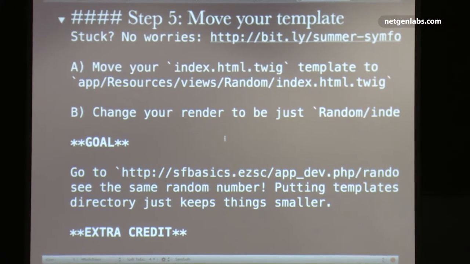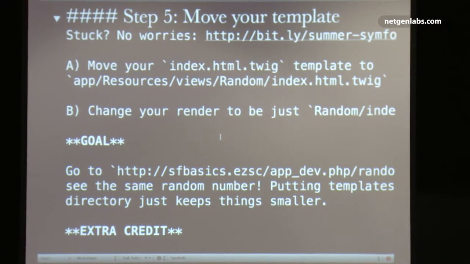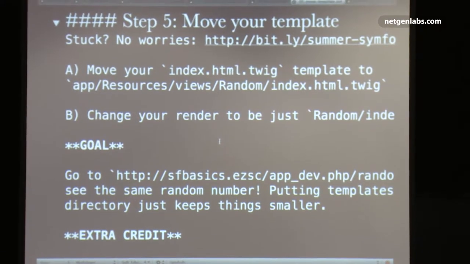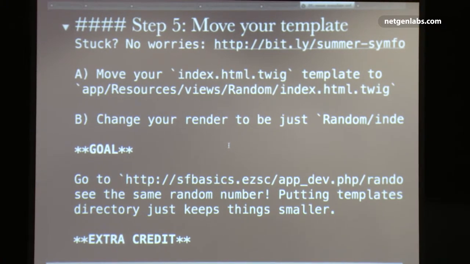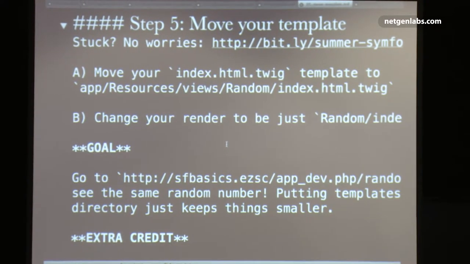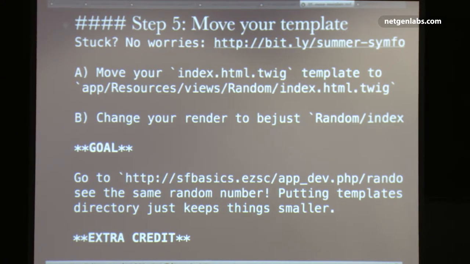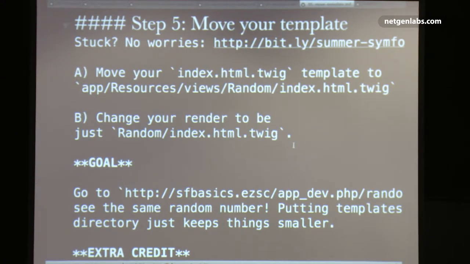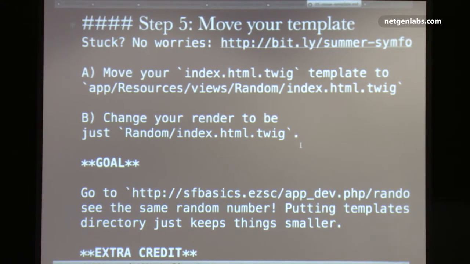This is an easy one. I've said a couple times that Symfony, through its evolution, is getting smaller, which is a good thing. So we're going to make our project a little bit smaller. Again, this shows off some of the flexibility, but this is actually a good thing to do. I want you to move your index.html.twig template that currently lives in your bundle outside of our bundle and instead put it inside of an app/Resources/views directory. And you'll have to create that random directory.